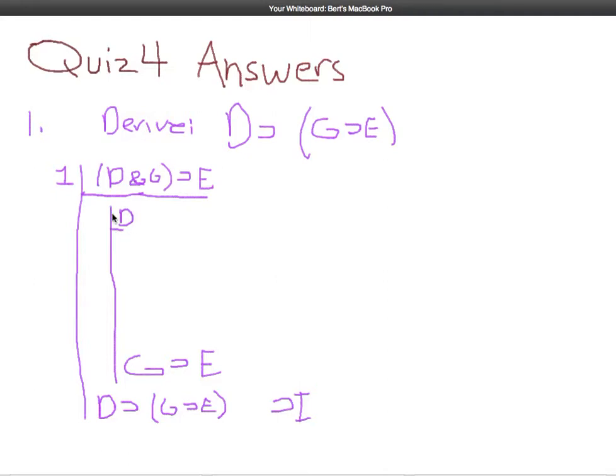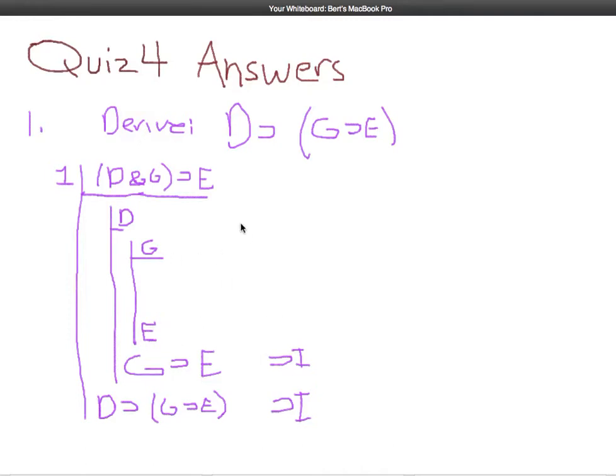So we assume D here as an auxiliary assumption for the subderivation, and the goal is if G, then E. But notice that this new thing that we want to derive in the subderivation is again just another conditional. So we're going to want to use conditional introduction for this sentence, and the way we do that is by doing another subderivation, where this time we assume G as our secondary auxiliary assumption, and our goal in this subderivation is going to be the consequent, namely E.